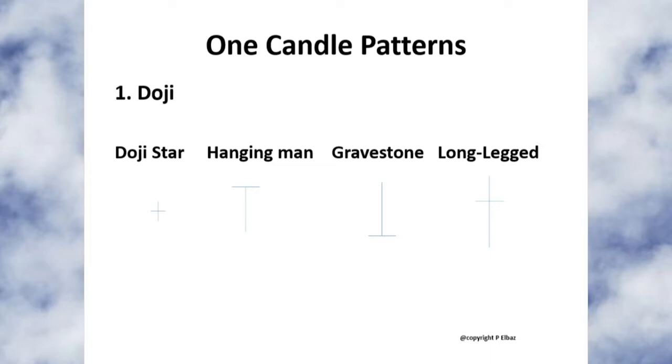In terms of what it means, it could be uncertainty because there's no clear direction. You've come back to close exactly where you opened. So the Doji is actually very important to look out for. Uncertainty, possibly reversal as well.